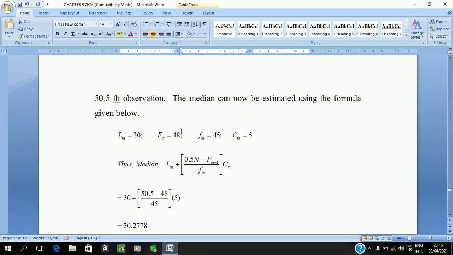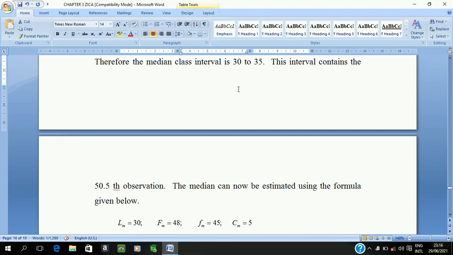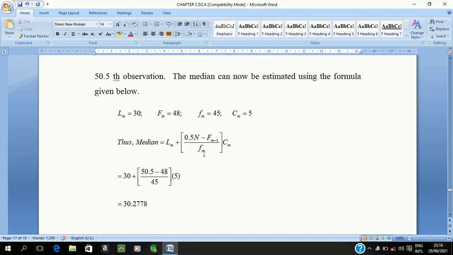Lower boundary of the median class. Median class is 30 to 35. So the lower boundary of that class is 30. The upper boundary is 35. The class width is 35 minus 30, which is 5. So C is going to be 5.